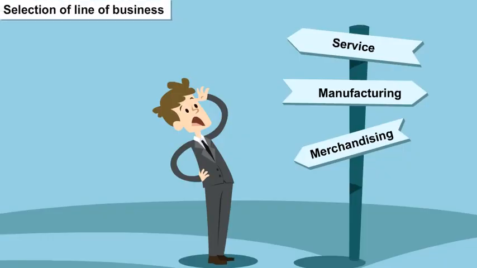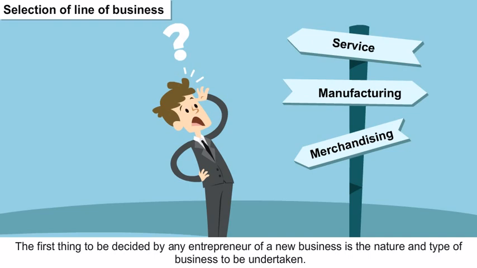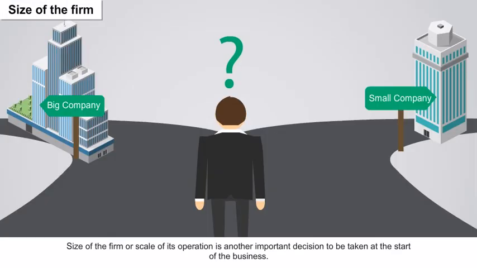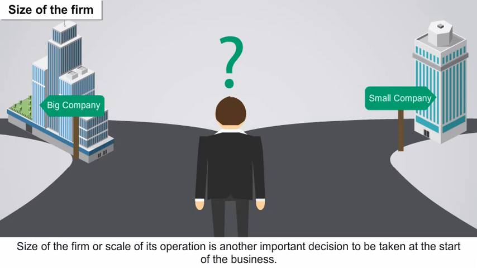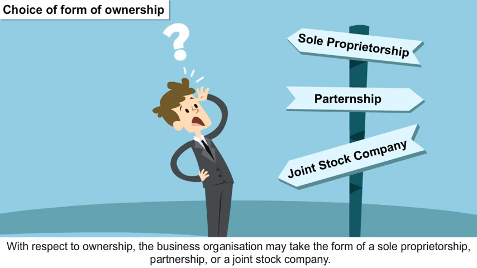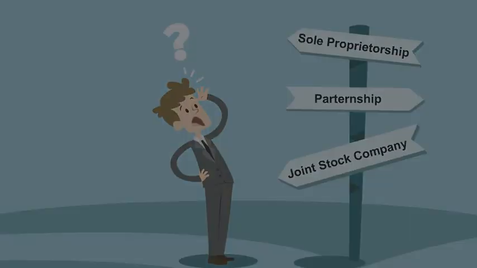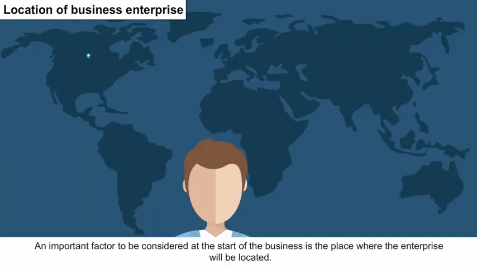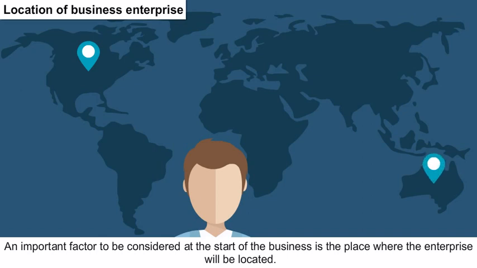Selection of line of business. The first thing to be decided by an entrepreneur of any new business is the nature and type of business to be undertaken. Size of the firm. Size of the firm or scale of its operation is another important decision to be taken at the start of the business. Choice of form of ownership. With respect to ownership, the business organization may take the form of a sole proprietorship, partnership, or a joint stock company. Location of business enterprise. An important factor to be considered at the start of the business is the place where the enterprise will be located.